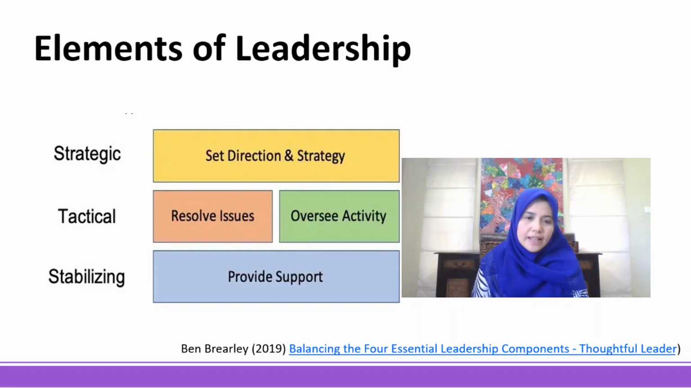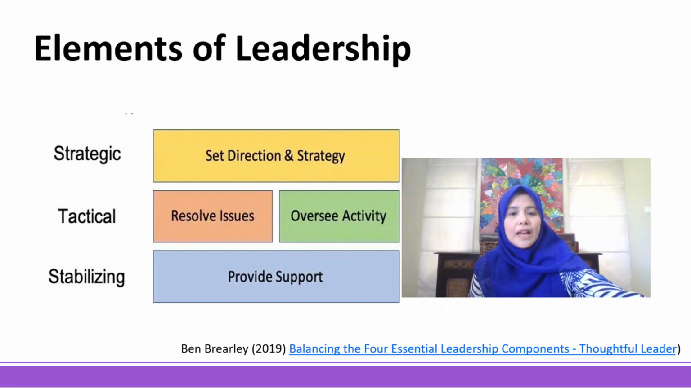Tactical is how leaders, along the way when trying to achieve the objective, face a lot of issues, and the most important is how the leader resolves the issues, and also how leaders oversee activities and do some monitoring so that the direction will be on track and the strategies are the right strategies.